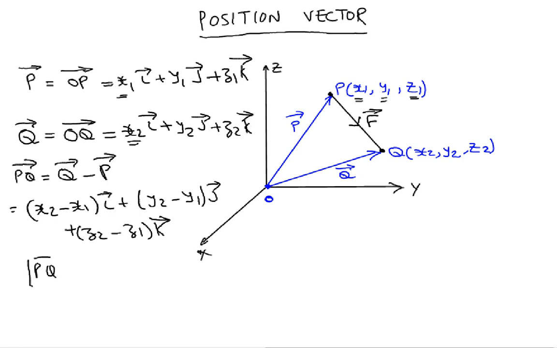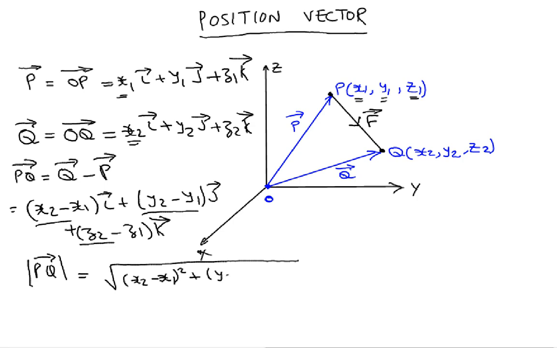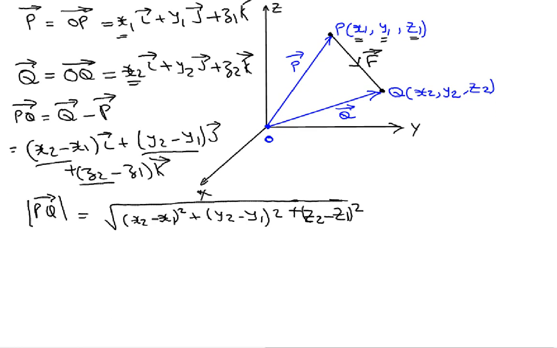The length of the vector PQ bar is the square root of the sum of squares of the components. That is, you can write this as the square root of (x2 minus x1) whole square plus (y2 minus y1) whole square plus (z2 minus z1) whole square. This is the length of the vector PQ bar. Once we find the length of the vector PQ bar, we can find a unit vector going along PQ bar.